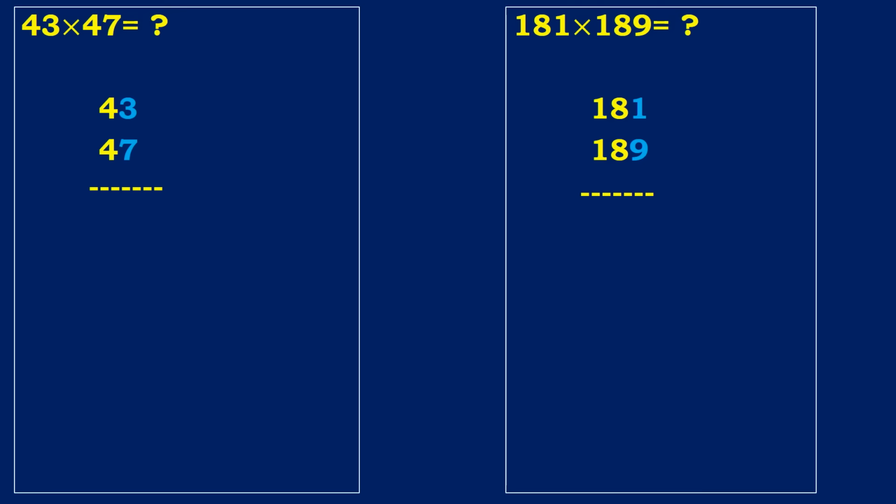The first step is the multiplication of the units places. So, 3 into 7 is 21. The next step here is, to the remaining part of the number, which is 4, multiply the next integer, which is 5. So, 4 into 5 becomes 20.